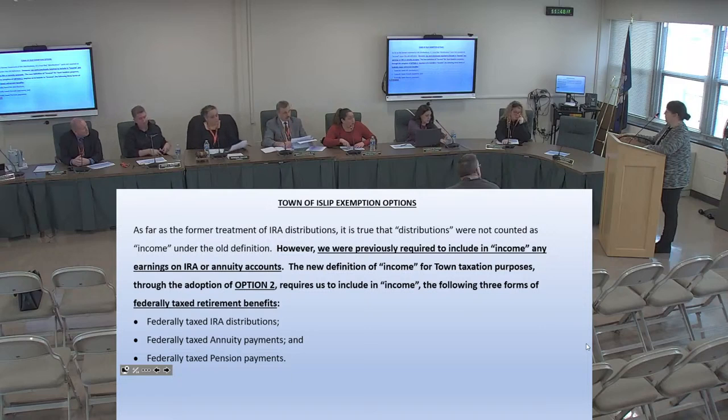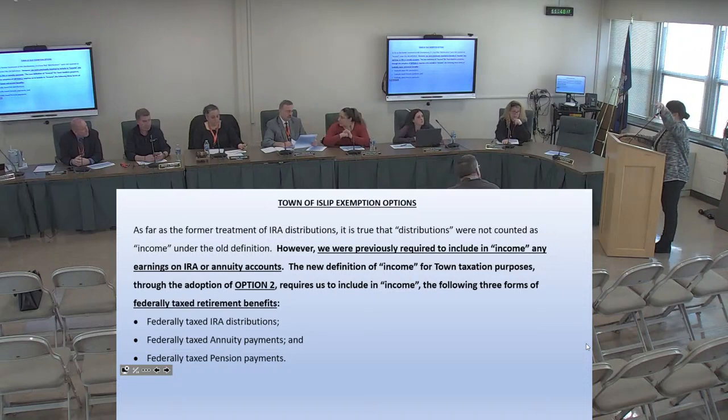Brookhaven did adopt option 2 only. Babylon did 1 and 3. They did the same approach as Suffolk County. Smithtown adopted option 2. I do not know about option 3, but I know for option 2. Huntington, I know, did option 2, and I know they did option 3 because they previously had option 3 in their exemption. So they retained that option of medical expense offset.